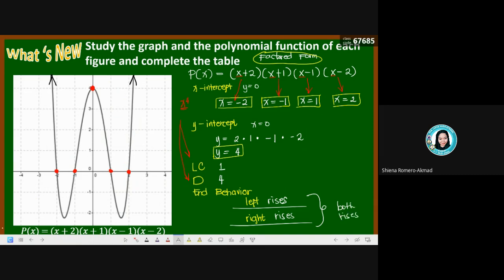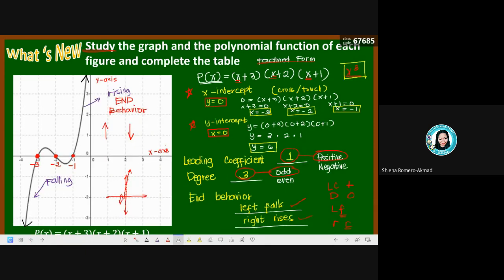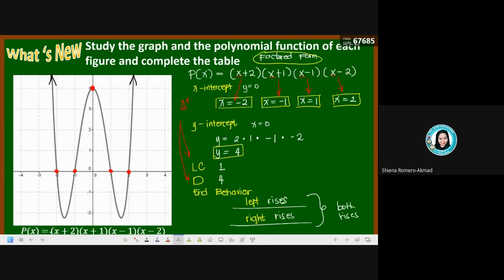So kanina, tingnan natin yung difference, no? Dito positive, tapos odd. Dito, positive, pero even. So tingnan natin. Si LC, positive. Si degree, even. Both rises. So, kapag add yan, yung isa fall, yung isa rises. Okay? So, naintindihan natin na kapag pala positive yung LC at yung degree ay even, both of them will rise.